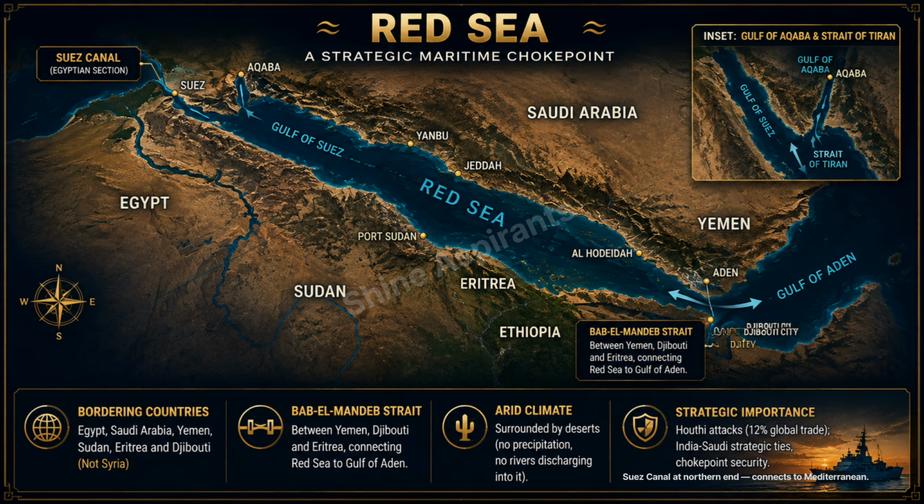Key characteristics. Arid climate, Red Sea is surrounded by deserts, receives very little precipitation in any form. No rivers discharge into it, completely surrounded by arid land. This makes Red Sea one of the most saline seas in the world, with high evaporation and no freshwater input.